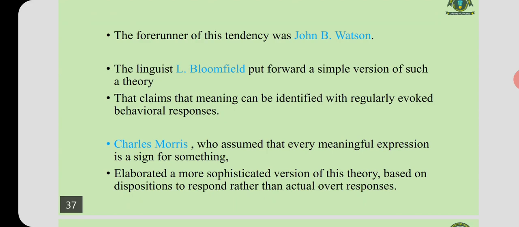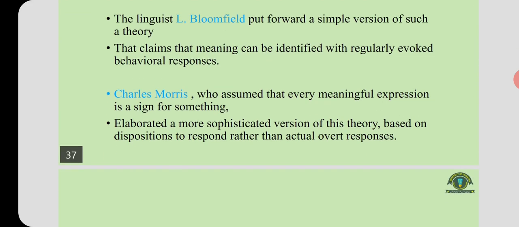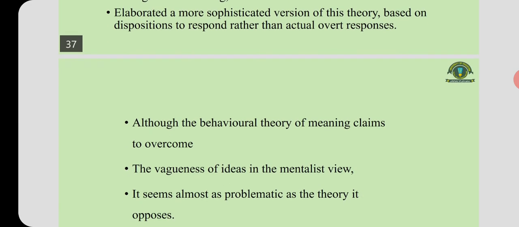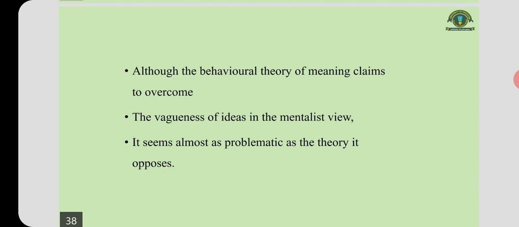The forerunner of this tendency was John B. Watson, and the linguist L. Bloomfield put forward a simple version of such a theory that claims that meaning can be identified with regularly evoked behavioral responses, that if the behavioral response is better, then the meaning will be better understood. But if the behavior is not good, then the meaning will not be understood well. Charles Morris, who assumed that every meaningful expression is a sign for something, elaborated a more sophisticated version of the theory based on the dispositions of the response rather than the actual overt responses. So it all depends upon the responses, what kind of response that was.